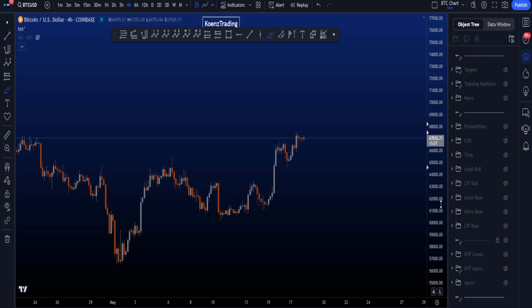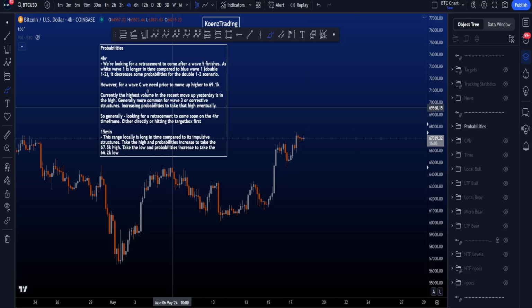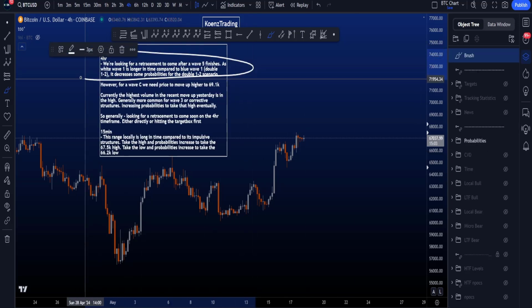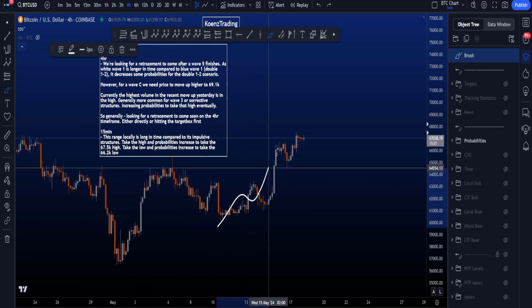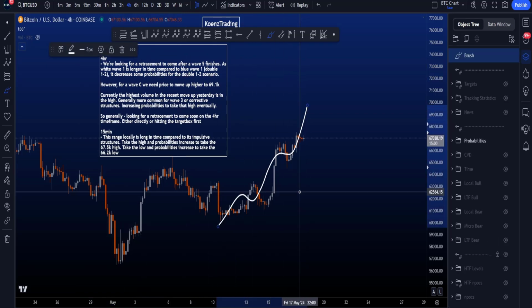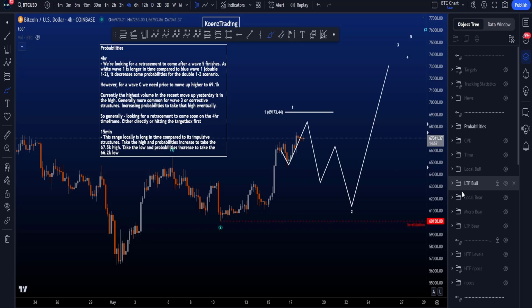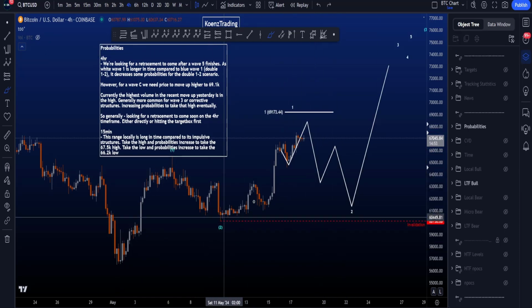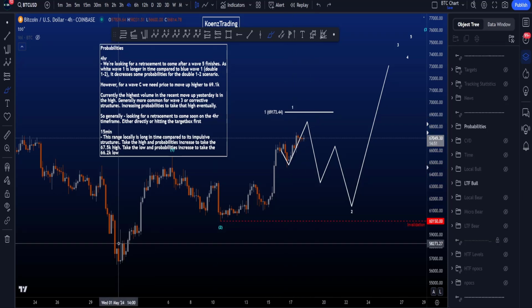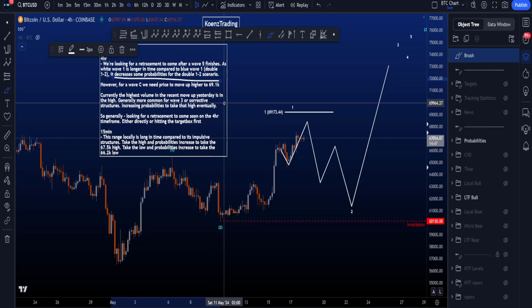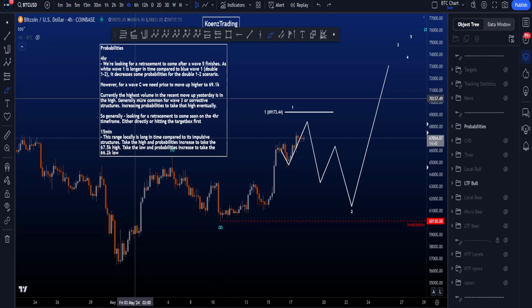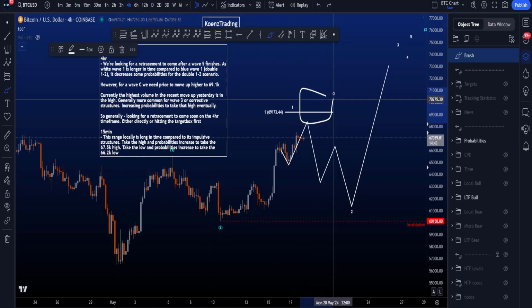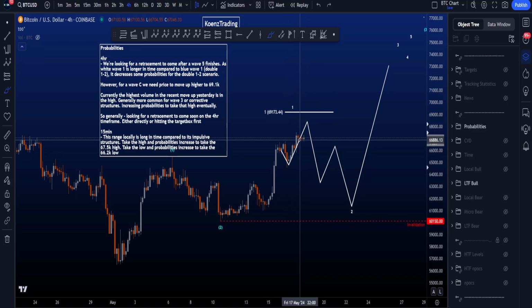And if we then go to the probabilities of the different scenarios, then on the 4-hour chart we're looking for a retracement to come after a 5-wave finished structure to the upside. In the most bullish scenario, you would be looking for 1-2-1-2. However, the white wave 1 is a bit longer in time compared to the blue wave 1, which does decrease the probabilities for a double 1-2. However, for wave C, we need price to move towards the upside to at least 69.1k.